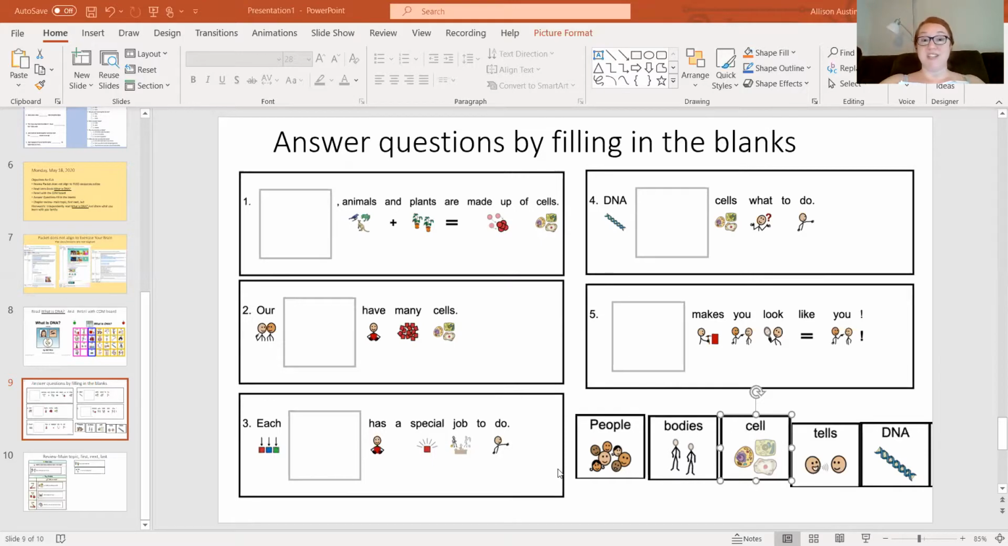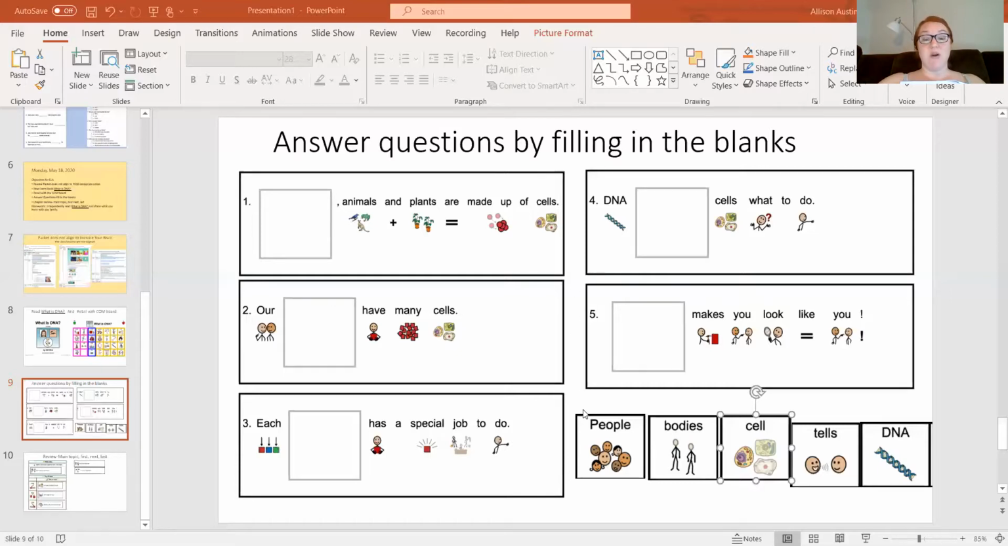Okay, so I hope you had a chance to reread the story, retell it with the COM board, and then answer the questions on your own. And right now we're just going to do a review. So number 1, blank animals and plants are made up of cells.